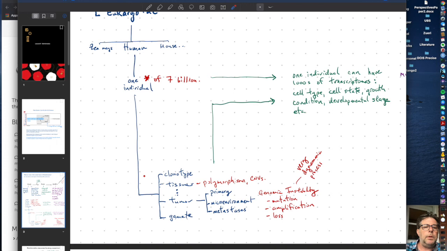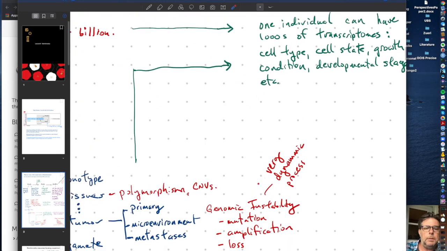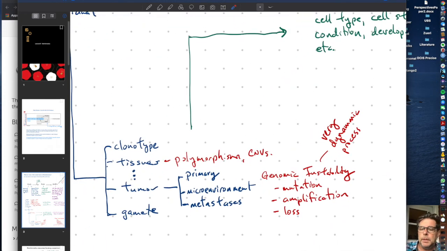But then even within one individual, is it just one genome of 3.7 billion base pairs? I don't really think so. I mean, we all have different clonotypes. Certain regions of our genomes are variable. In fact, even our genomes differ a little bit from tissue to tissue. Some nucleotide polymorphisms, or what are called CNVs, copy number variants, vary from individual to individual and from tissue to tissue.